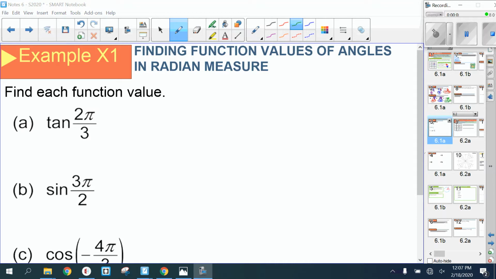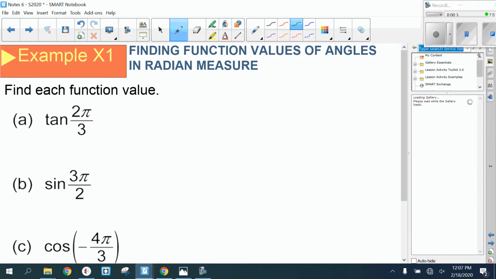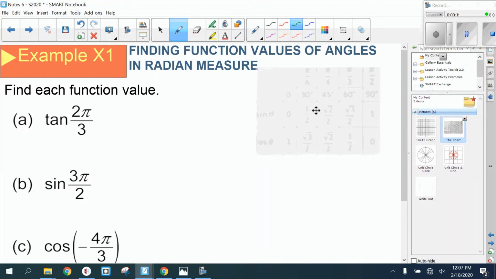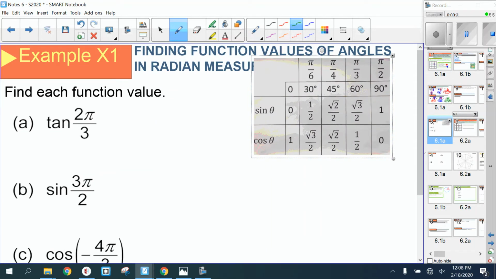Find each function value. We want to do tangent of 2 pi over 3. So when we look at the chart, it should be really clear really quickly that we're going to be looking at a pi over 3. It just has to do with common denominators, but as soon as I see pi over 3 in the problem, I'm pretty sure I'm using pi over 3 in the chart. And that's why this is going to be faster than if you're using degrees. So you can immediately tell that this is going to be a pi over 3 reference.